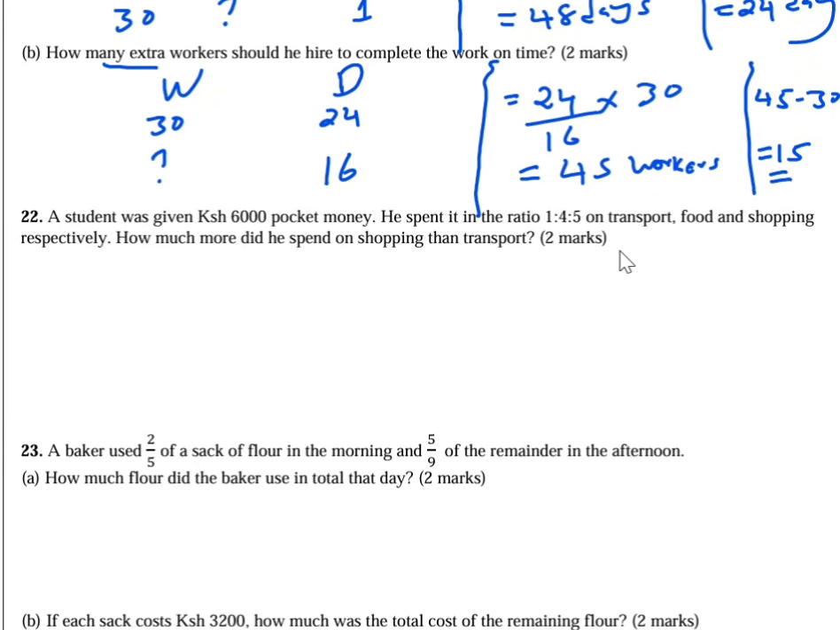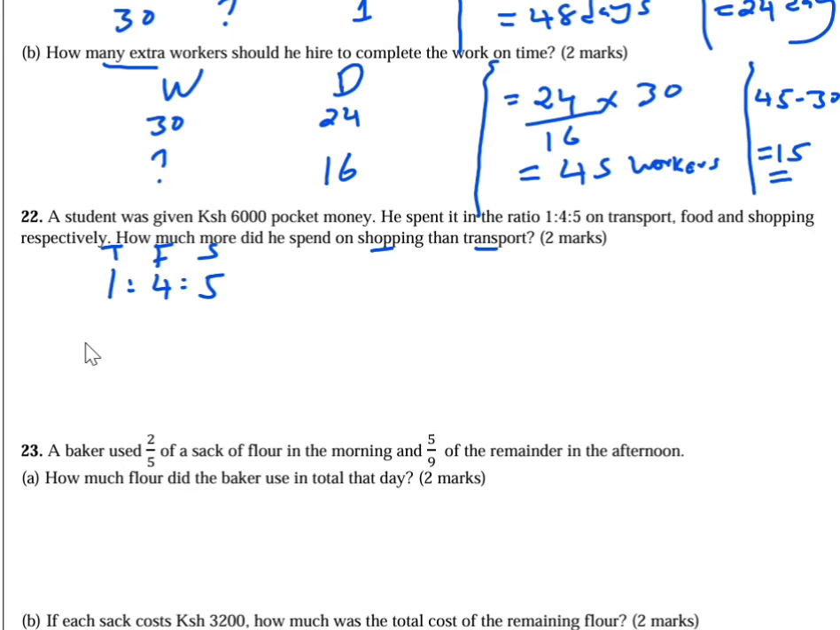Number 22. A student was given 6,000 pocket money. He spent it in the ratio 1:4:5 on transport, food, and shopping. How much more did he spend on shopping than transport? So the ratio, this is sharing. I'm going to write here 1:4:5, so transport, food, and shopping. How much more did he spend on shopping than transport? So kazi yetu ni tufanye ya shopping.